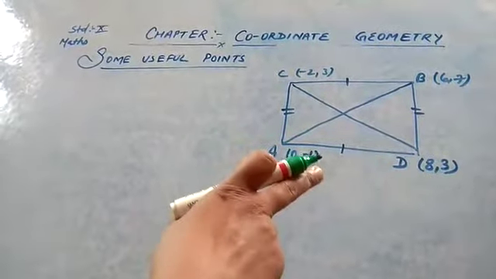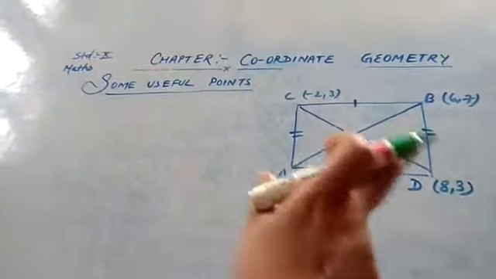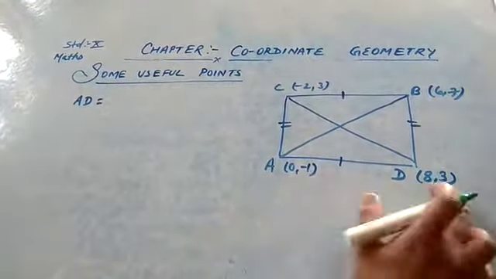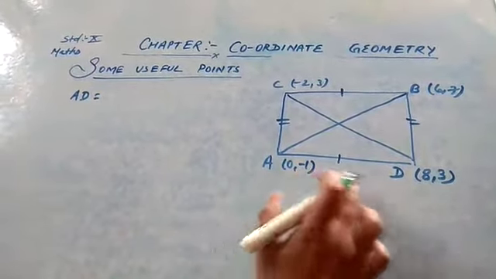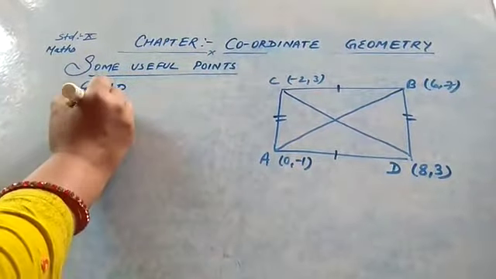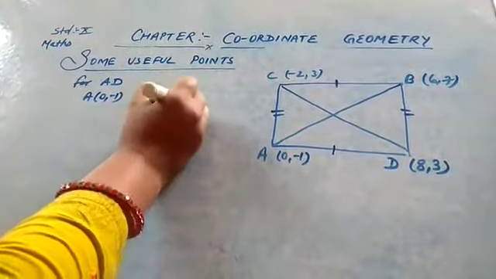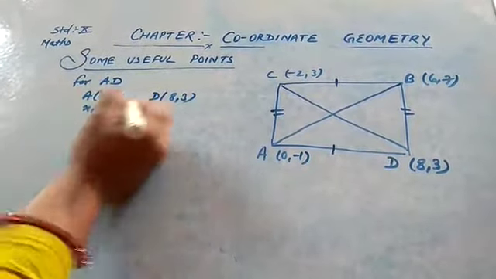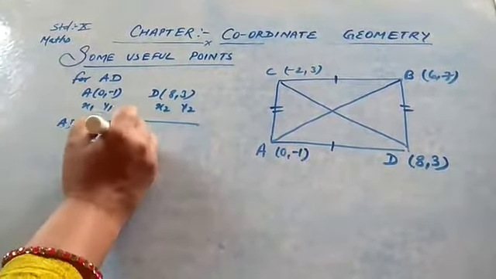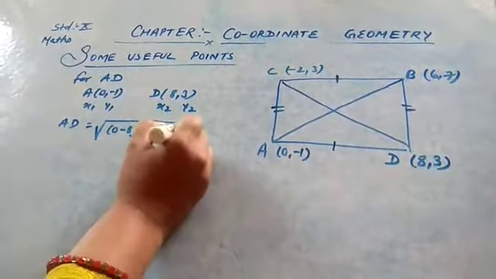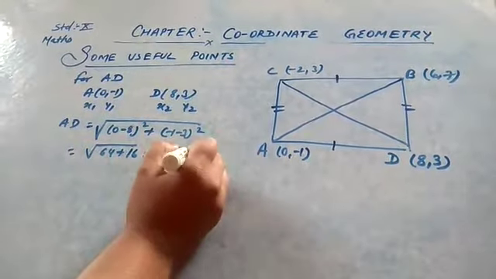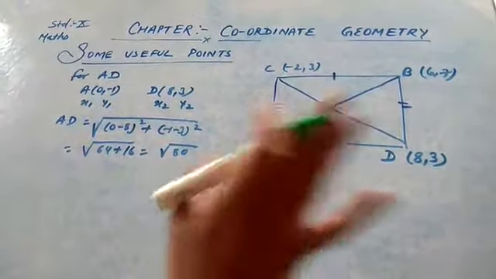Because if only the opposite sides are equal, in that case that quadrilateral is said to be a parallelogram. And to convert a parallelogram into a rectangle, we need to prove that its diagonals are also equal. So here, to prove this, at first we will find the length of all the sides. So at first I am finding AD. For AD, A (0, -1), D (8, 3), this is x1, this is y1, this is x2, this is y2. So AD equals root under (0 minus 8) whole square plus (-1 minus 3) whole square, 64 plus 16, it is root under 80.